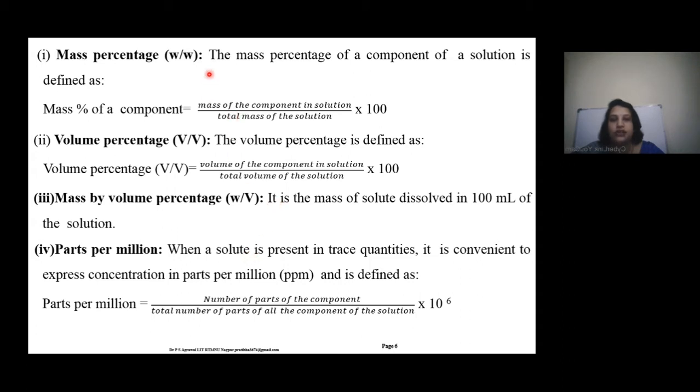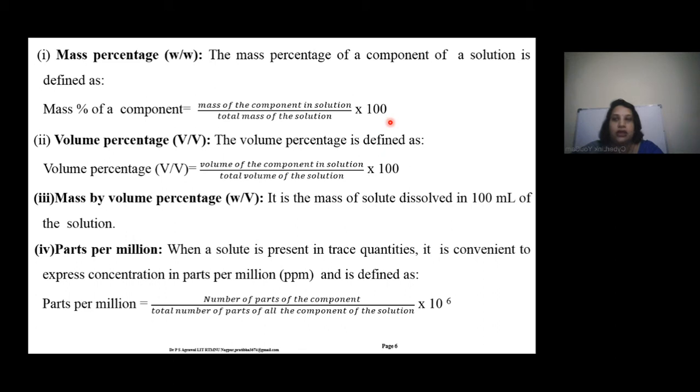There are several ways in which we can describe the concentration of a solution quantitatively. The first one is mass percent. We can call it weight by weight, mass percentage. It is the mass of the component in the solution divided by the total mass of the solution. Percentage weight by weight means multiplied by 100. Suppose 10% glucose in water by mass means 10 gram of glucose is dissolved in 90 gram of water, resulting in 100 gram of solution.